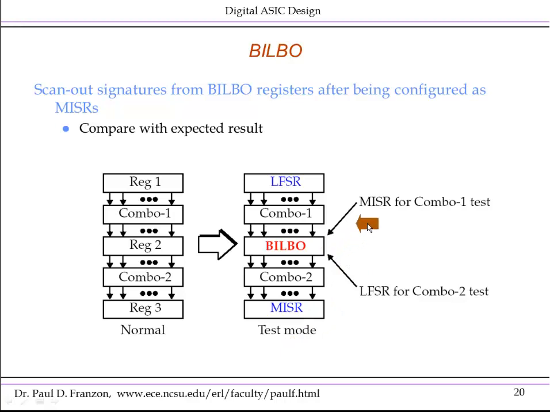Stage 1, we set up the Bilbo to be an MISR, and we test combinational logic block 1 with a pseudo-random sequence. In stage 2, we set up the Bilbo to be an LFSR, and we test combinational logic 2 with a pseudo-random sequence coming from the Bilbo register. And in this fashion, we complete the pseudo-random testing of all the logic blocks on the chip. There are additional complexities here, for example, if you have feedback within the chain of logic and registers, but we won't cover those. They're just complicating details that, again, the CAD tools that support this can deal with.